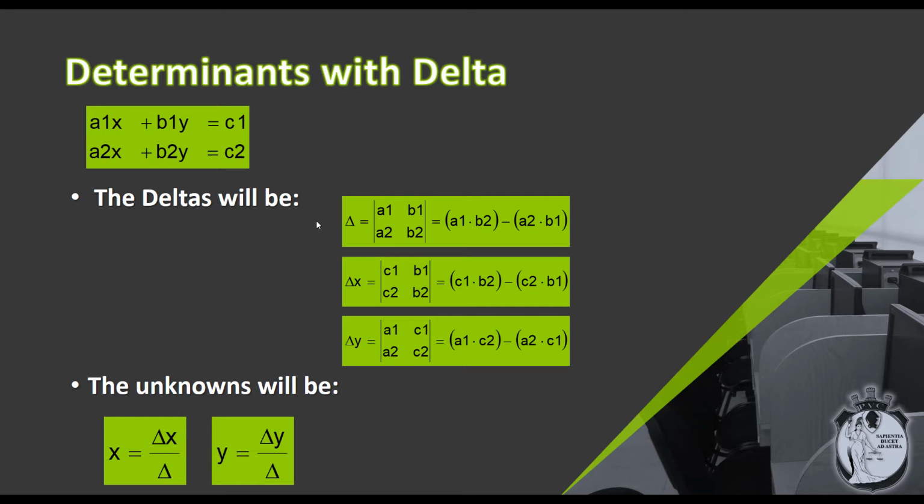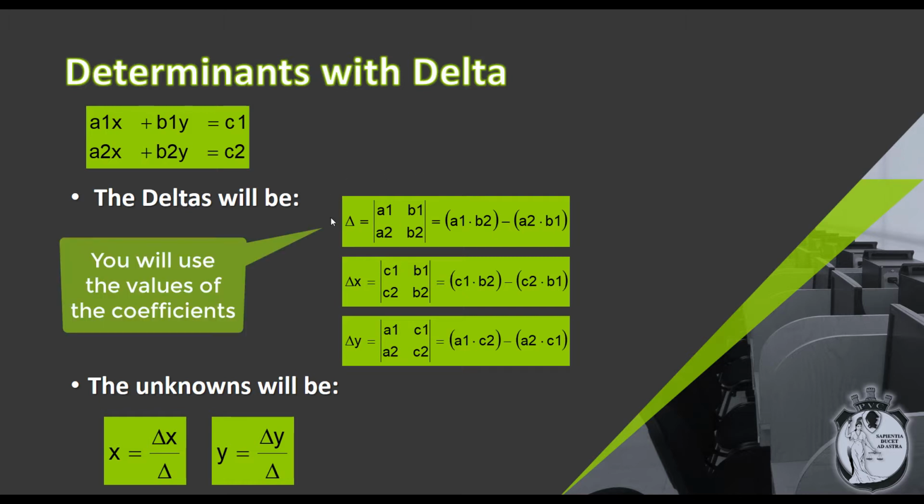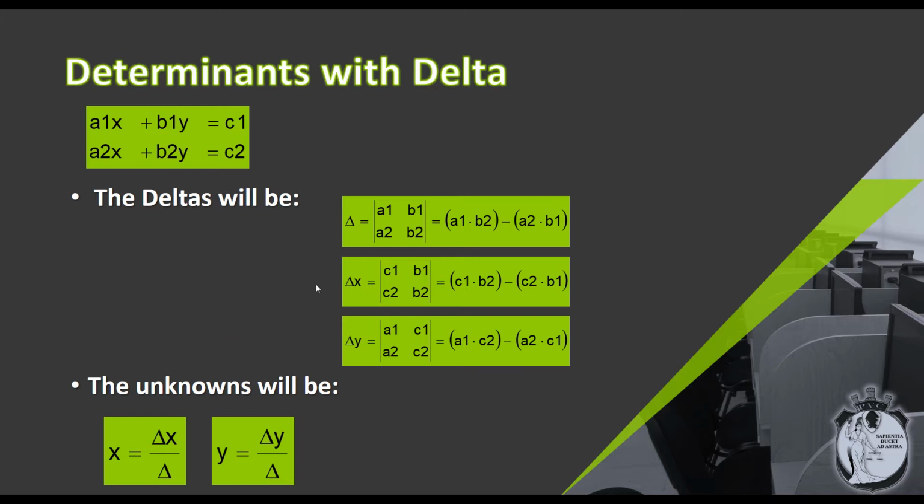This is the formula that I told you. This is a matrix that you need to create, and this is the operation that you need to calculate to get delta x and delta y. When you calculate those values, you divide delta x by delta to get the x value, and delta y by delta to get the value of y.